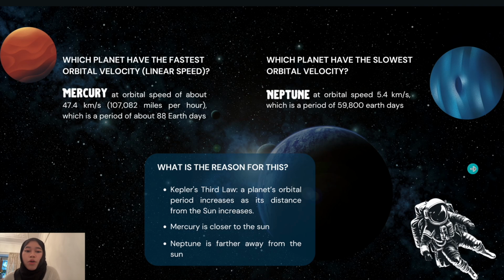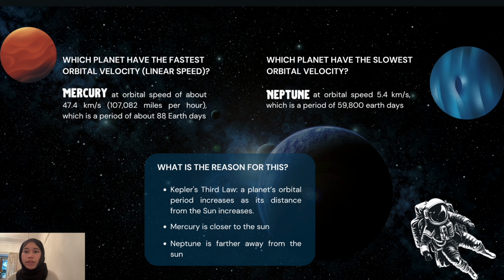Next, which planet has the fastest orbital velocity? The answer is Mercury, because it is the first and nearest planet to the Sun. It has an orbital speed of about 47.4 km per second, with a period of about 88 Earth days. Second question, which planet has the slowest orbital velocity? The answer is Neptune, with a period of 59,800 Earth days at 5.4 km per second. What is the reason behind it?